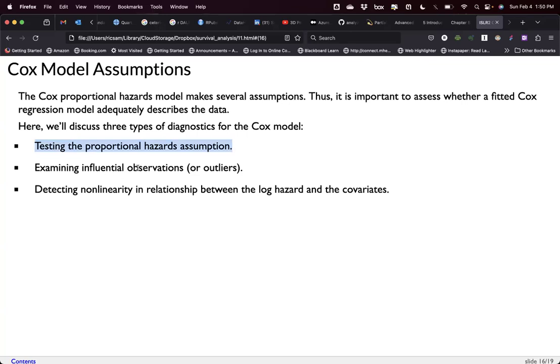Then you have to examine influential observations, because remember, this is a regression model, and outliers usually have a tendency to distort the coefficients of the model. And also if there is some nonlinearity in the relationship between the log hazard and the covariates, well, that's not going to be detected in this model, because this model assumes that the log hazard and the covariates are linear.